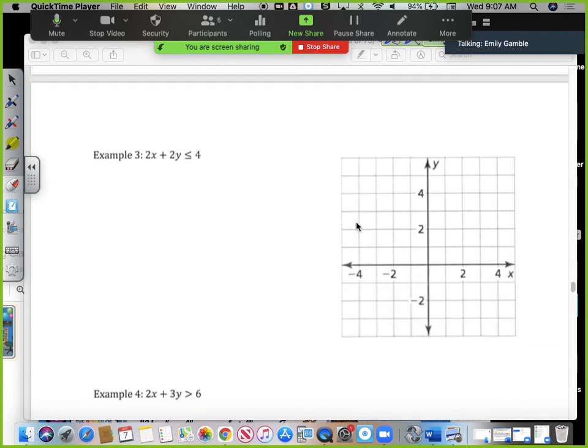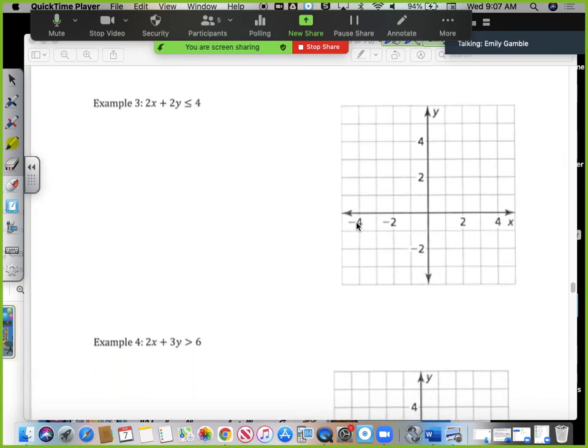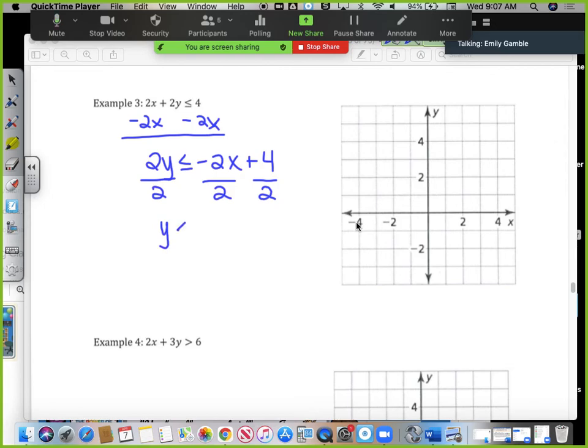For the next one, solving this for y, we have to do two things. We have to first subtract 2x from both sides. We'll get 2y is less than or equal to negative 2x plus 4. And then we'll divide everything by 2. And we get y is less than or equal to negative 1x plus 2. So I will graph my y-intercept at 2. My slope is down 1 over 1. This is another solid line.